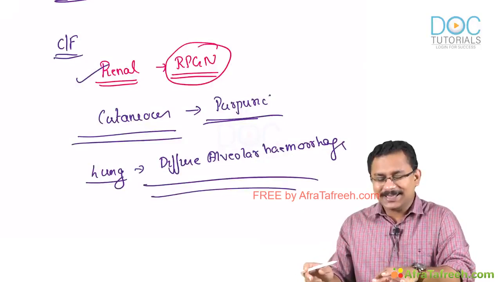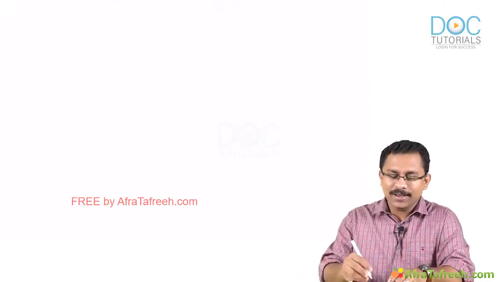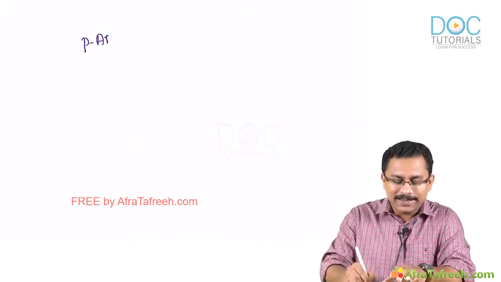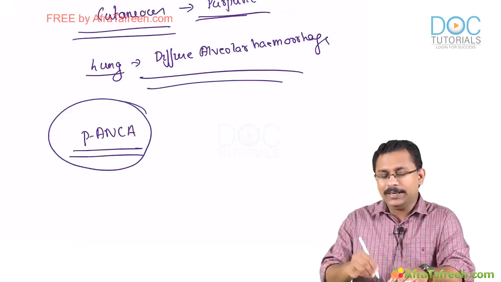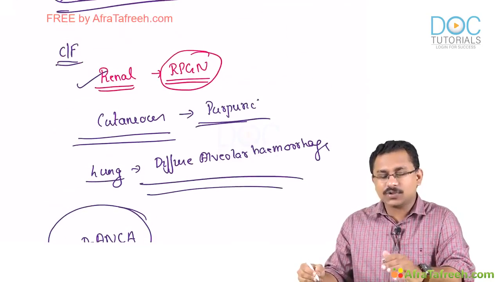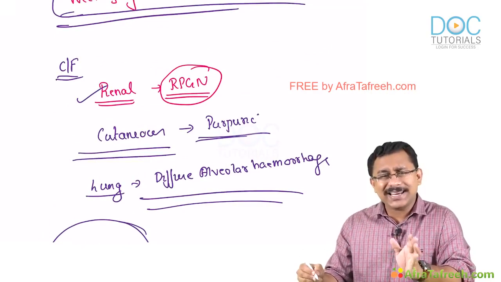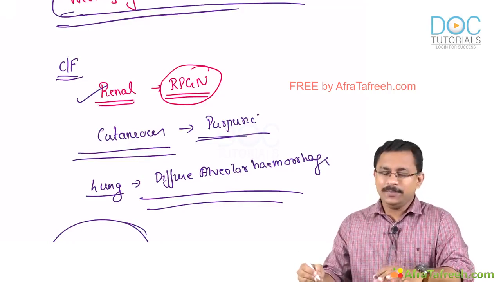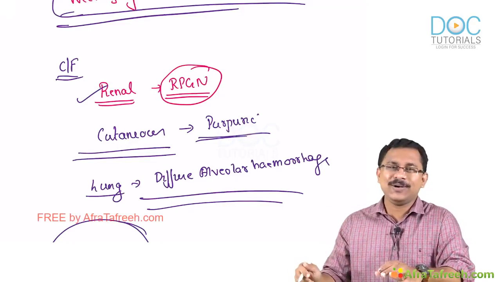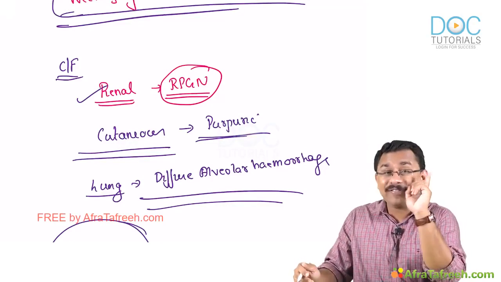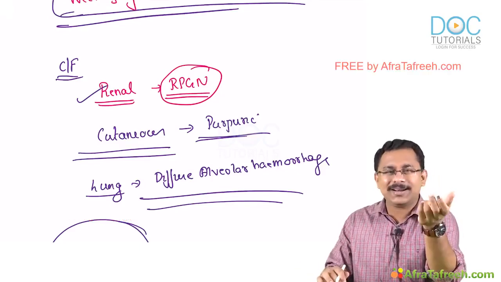So these are the presentations of microscopic polyangiitis, and I have already told you that you have a P-ANCA positivity. Always remember one point: microscopic polyangiitis, which is also known as microscopic PAN, has a presentation very different from PAN, because in PAN the renal arteries were involved, the glomerulus was not involved. So you will not get a glomerulonephritis in PAN. What you will get is a renal artery involvement and subsequently maybe hypertension.